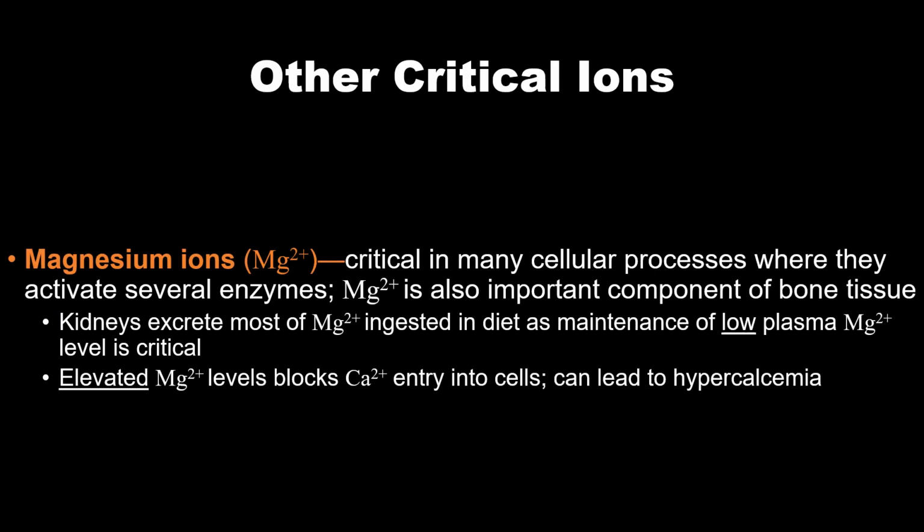And you got magnesium ions that are critical for multiple cellular processes like activating enzymes, making up an important component of bone tissue, with about half of the total magnesium being located in the bones, with the rest of it residing in the cytosol. And for this reason, the kidneys are excreting the majority of the magnesium ions that are ingested. Maintaining a low ECF concentration of magnesium is critical because if it gets too high, it blocks the entry of calcium ions into cells, which in turn leads to hypercalcemia.